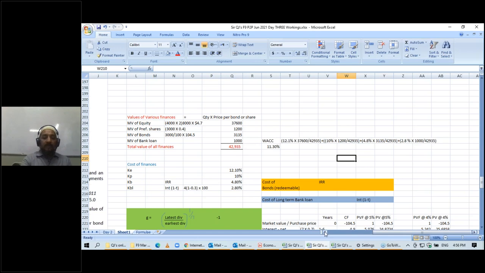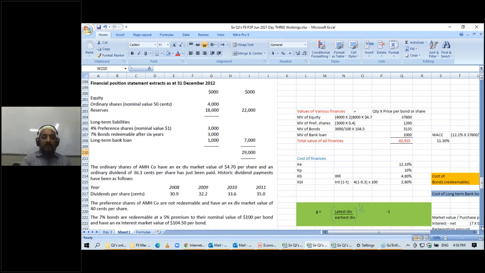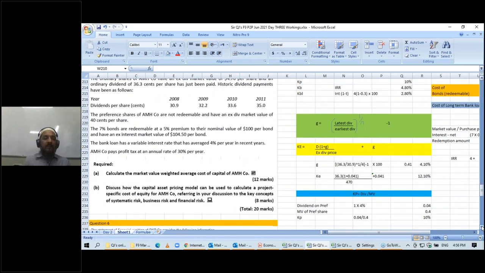The theoretical part, let me tell about it. I have already told about it, but I'm giving you a written answer as well. See, in part B, they ask: discuss how the capital asset pricing model can be used to calculate a project specific cost of equity for AMH company, referring in your discussion to the key concepts of systematic risk, business risk, and financial risk. So let me explain how CAPM can be used to do this.